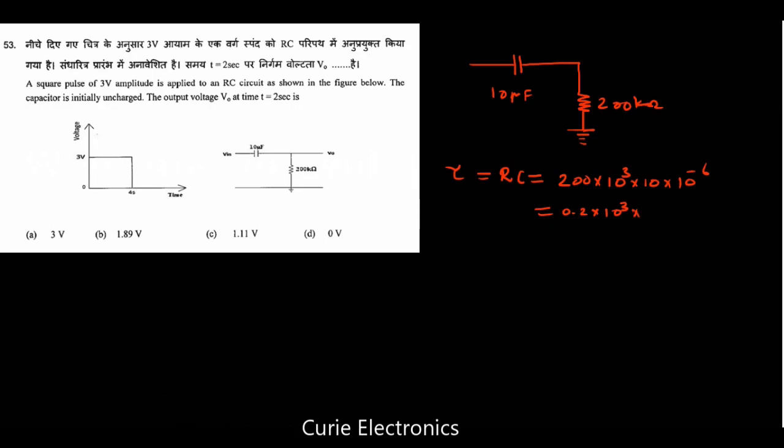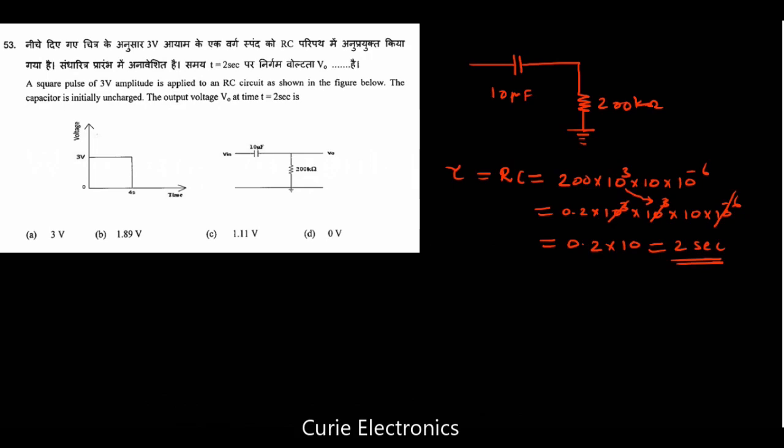If we get it back, we will get back 200. So 10 multiplied by 10 to the power 3. Same 10 to the power 3 is coming here, 10 to the power 3, again 10 into 10 to the power minus 6. Now this 10 to the power 3 and 10 to the power 3 get added, so we'll get 10 to the power 6. And that 10 to the power 6 and 10 to the power minus 6 cancel out. So what is the time constant? 0.2 multiplied by 10, which is equal to 2 seconds. So he is asking the V out at time t equal to 2 seconds.